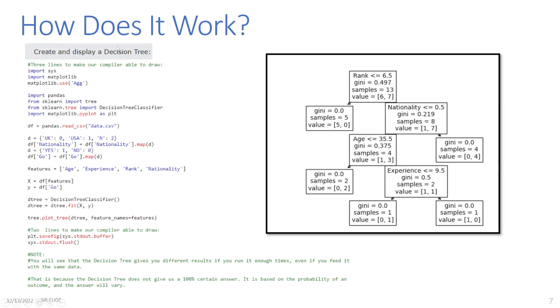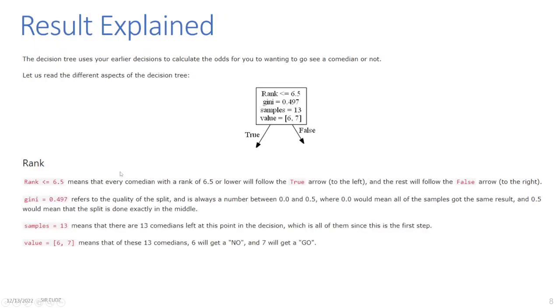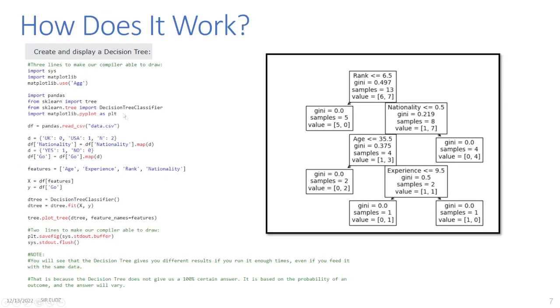Now here this will just demonstrate how to display the decision tree. Okay, so we have here the code, and this will be explained. Will it be explained later? No, there is only the result. So we just import this so that the compiler will be able to draw.